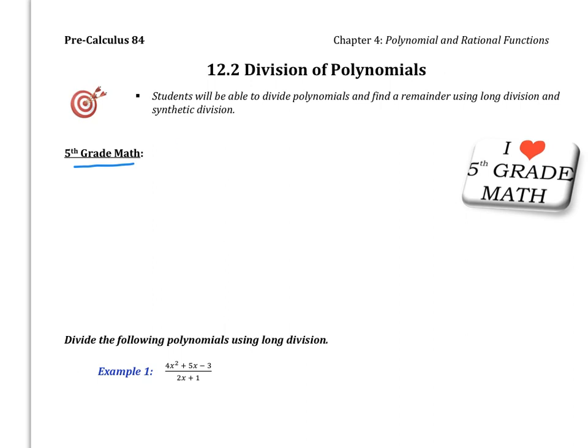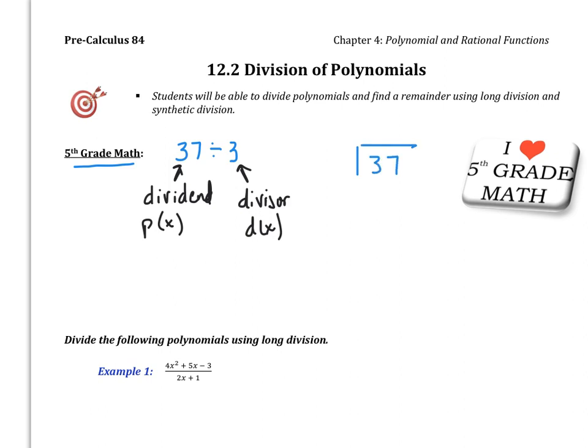So let's say that we have something simple like 37 being divided by 3. Recall that 37 is known as our dividend, and we're going to call that P of x. Our 3 is known as our divisor, and we are going to call that d of x. Okay, so when we go and actually do our division, we're going to put our 37 here, and we've got our 3 here.